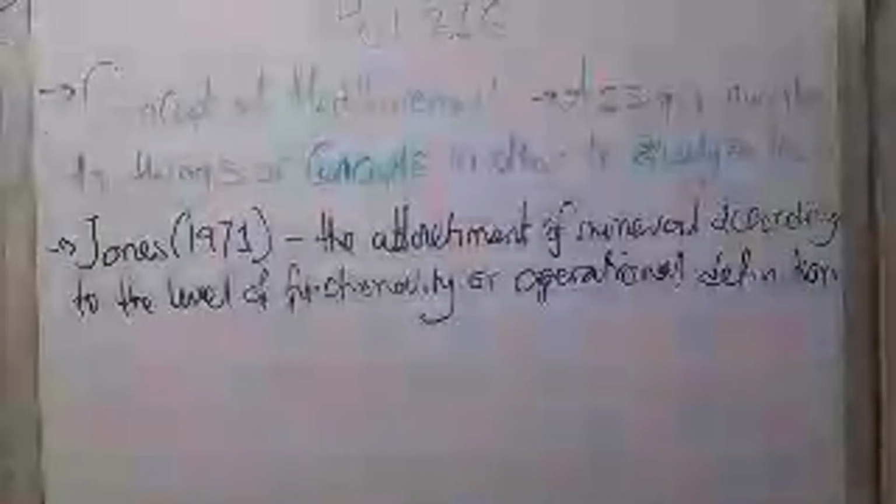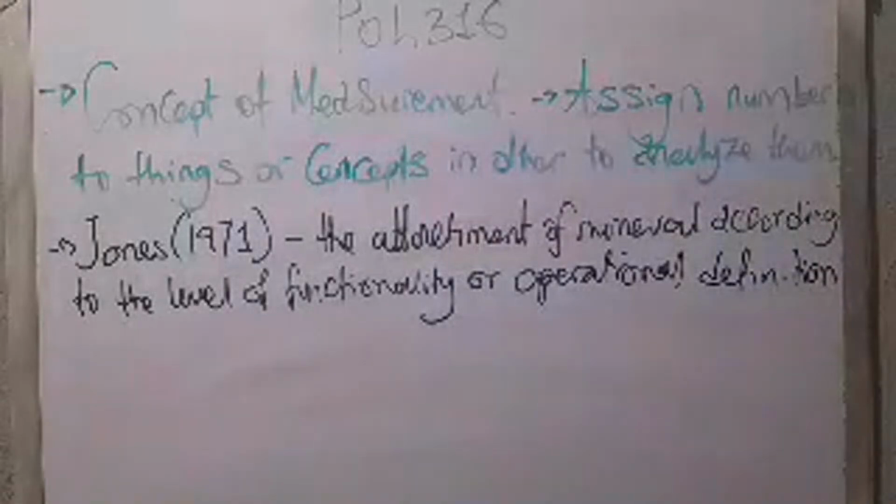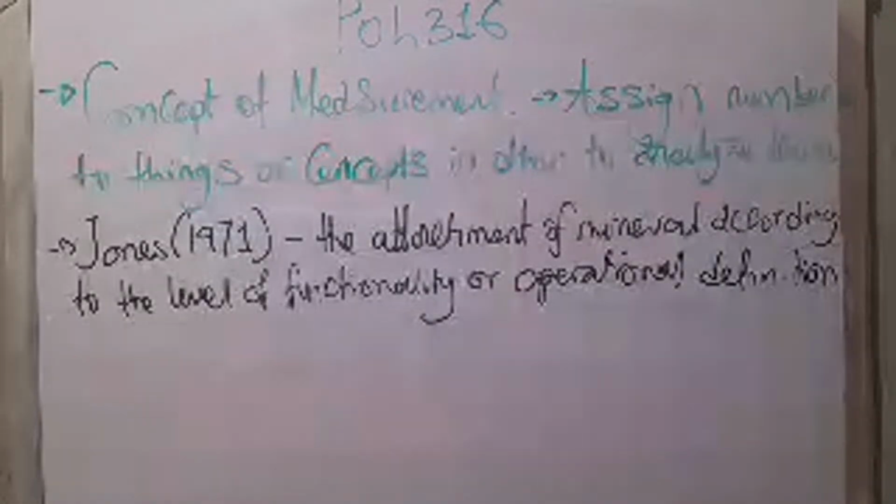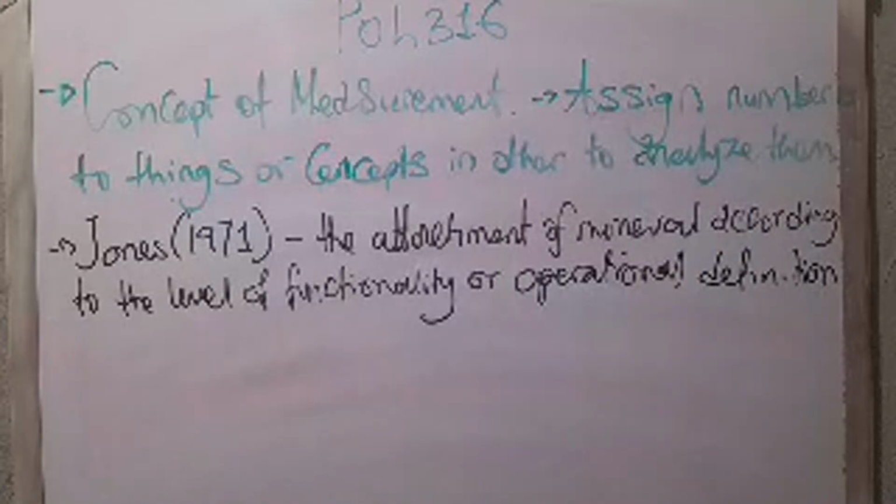But basically, what Jones is trying to say here is that when you begin to attach numbers, category 1, category 2, category 1 is responsible for this, category 2 is responsible for this, according to the level of functionality or operational definition, then you are referring to what we know and conceive as the concept of measurement.